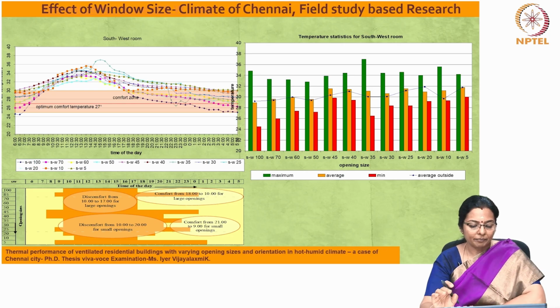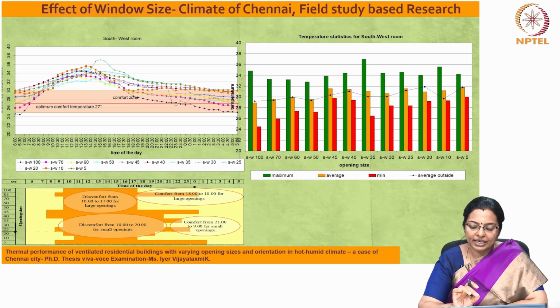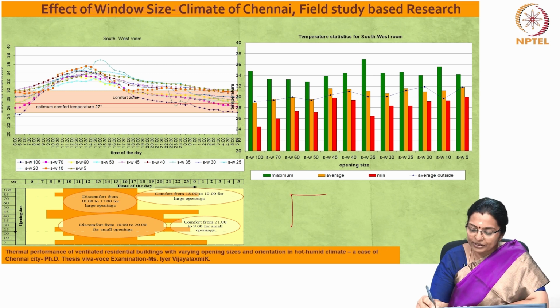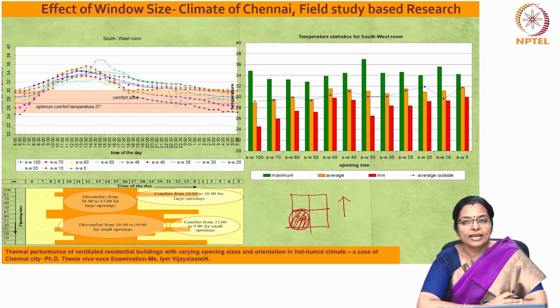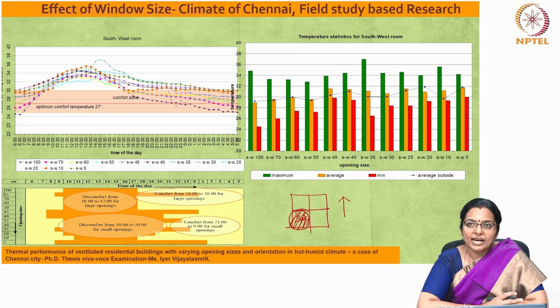We will look at another orientation, which is the southwest room. So this time we are looking at how the southwest room performs with varying opening sizes. The indoor temperature rises gradually from 6 o'clock and reaches its peak at about 1:30 to 2:30 p.m. in the afternoon, depending upon the window size.